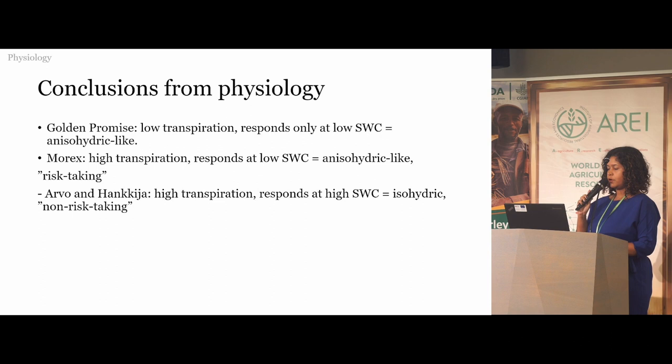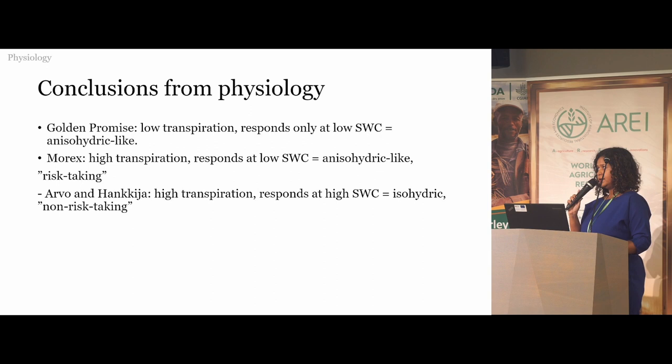So I would like to conclude the physiology part: Golden Promise, which has low transpiration, responds to low soil water content, and is anisohydric-like, a water use strategy of risk-taking varieties. Morex, having high transpiration and responding at low soil water content, is also a risk-taking variety. On the other hand, Arvo and Hankia have high transpiration and respond at high soil water content, and they are the non-risk-taking, isohydric-like varieties.